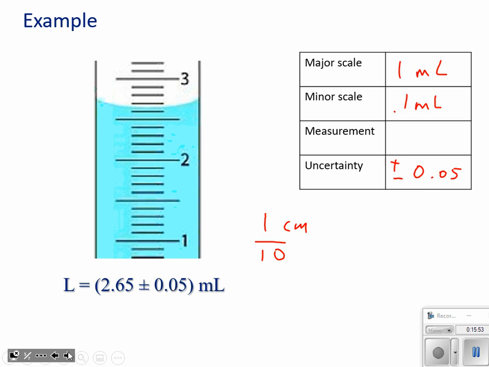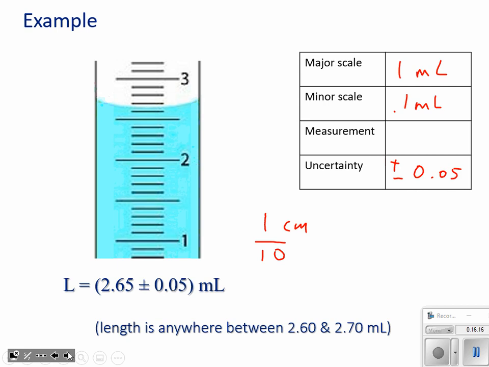So when I take away and I add my 0.05, did you fall in between the 2.60 and 2.70? Hopefully you did. Questions?